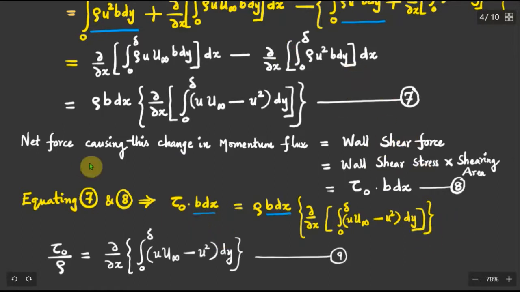So let us equate them. On the left hand side you have tau 0 into B dx. On the right hand side you have rho B dx into the term contained within this bracket. B dx is common, so you can cancel them out, and then rho can be brought to the left hand side. So tau 0 divided by rho is equal to the partial derivative dou by dou x of integral 0 to delta u into (u infinity minus u) dy. Let it be equation number 9.